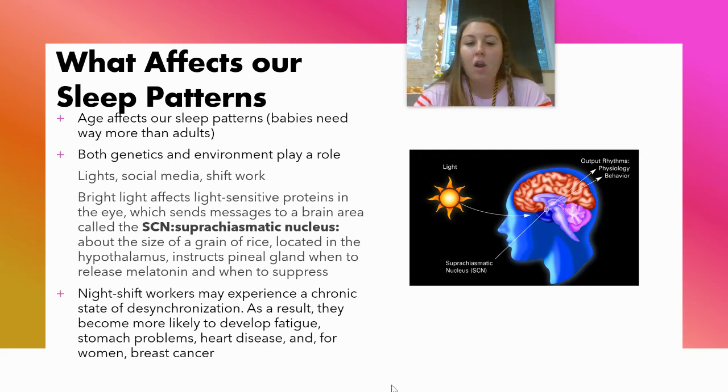So, in our hypothalamus, there is a region called the suprachiasmatic nucleus, or the SCN. The SCN is an area that is affected by light. And when the SCN perceives bright light, it sends messages to the pineal gland to stop the release of melatonin. So if we're seeing bright light, our brain is thinking, oh, it's daytime, it's time to be awake. So it will not allow melatonin to be released.